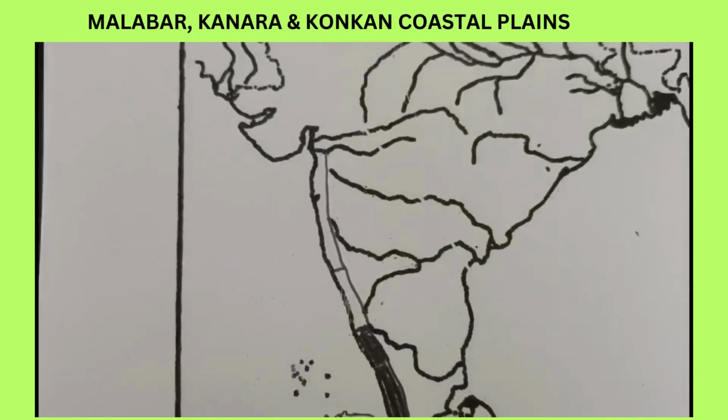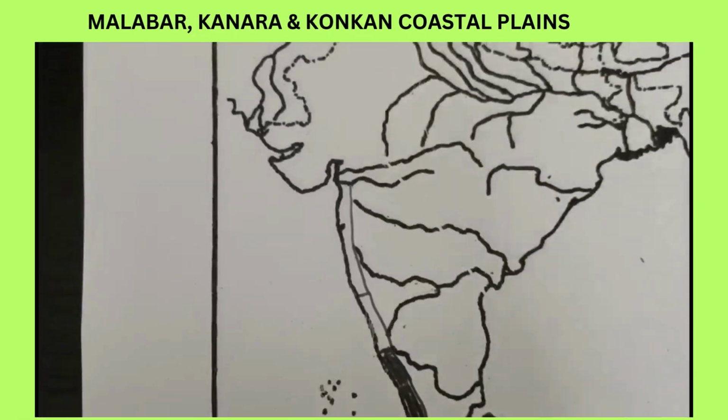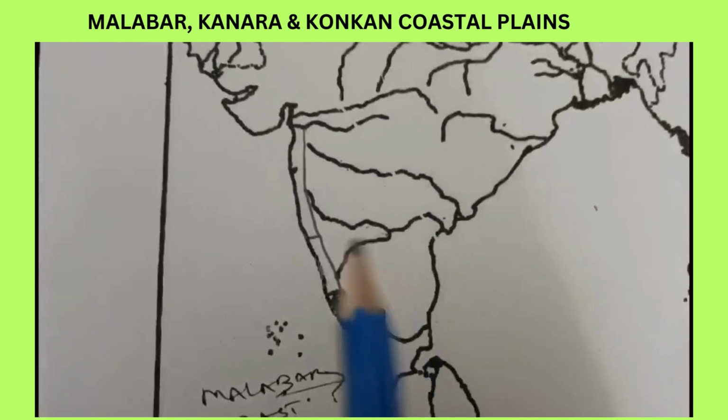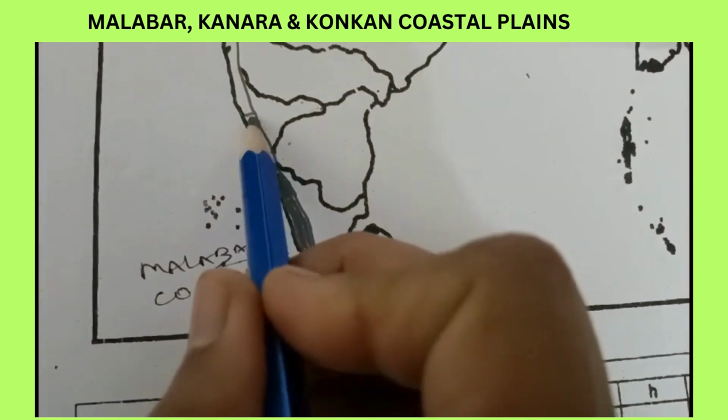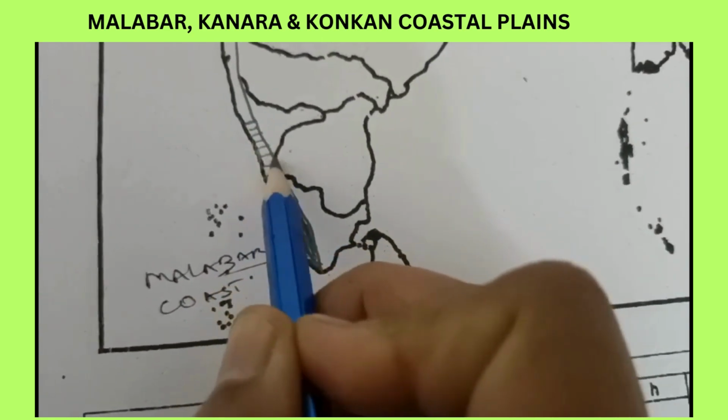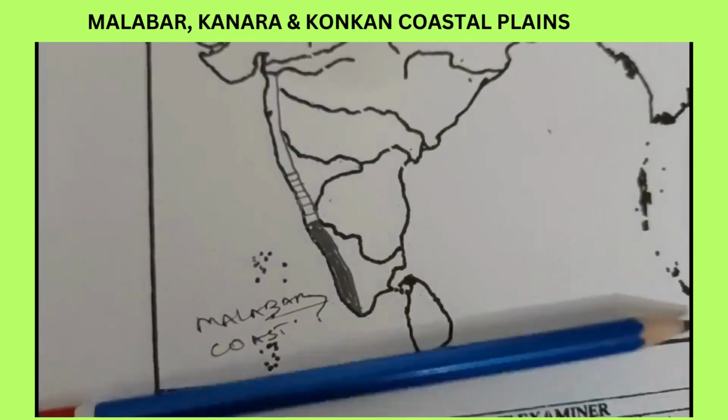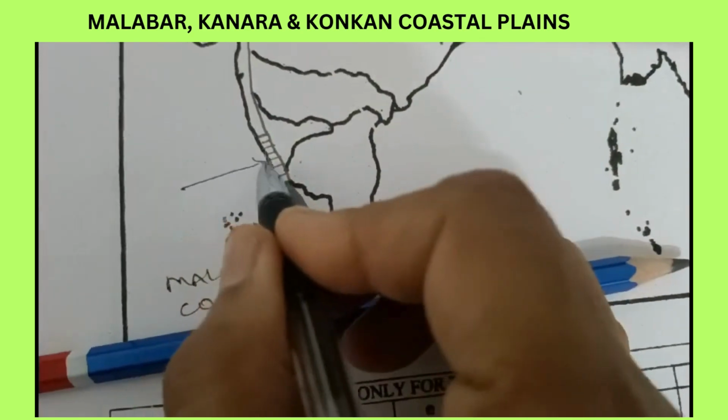After Malabar Coast, we move upwards. Now here, the second coastal plain is Kanara. So what I'll be doing is, I'll just give a different shade again here. I'll draw these lines. And we'll label this as Kanara Coast.